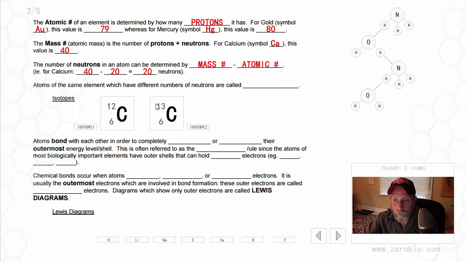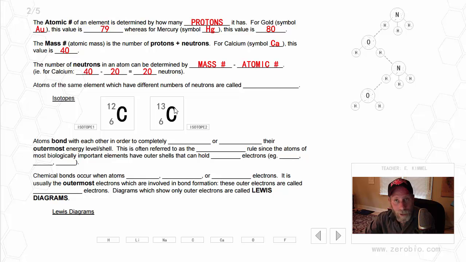Because it has one more neutron and the neutrons are neutral, it doesn't really affect the way the atom reacts in the world, in the body. All it changes is the mass, ever so slightly in this case. So this is a heavier isotope of carbon than this one is.